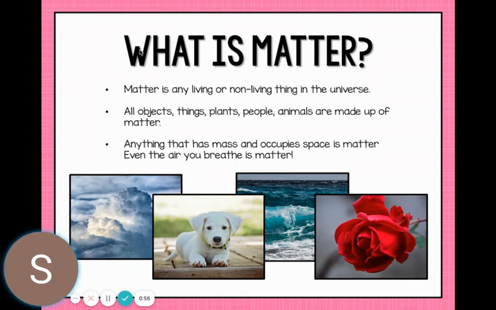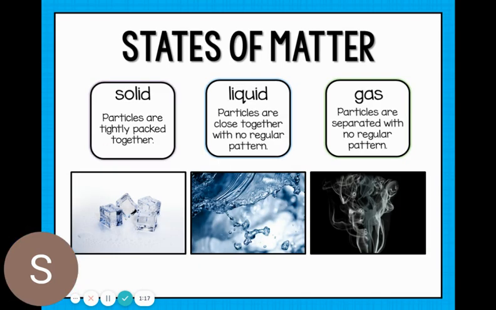Okay, so please write these things down on this slide in your science journal for the states of matter. That would be your title, the states of matter. Okay, so write the information that they have down on this slide for me in your journals. Okay, so matter is any living or non-living thing in the universe. So we have three different main states of matter.